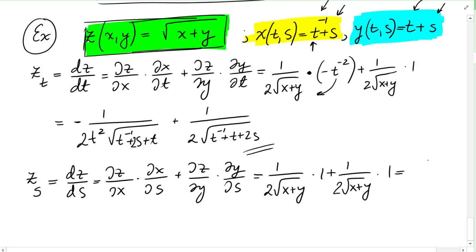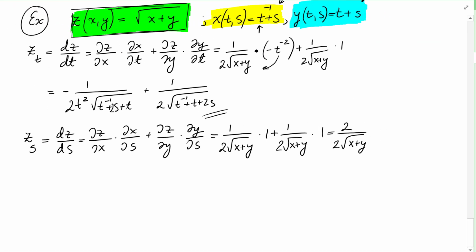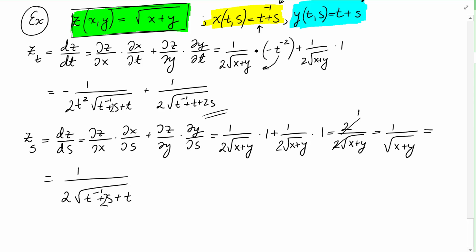So we get 2 over 2 square root of x plus y, which we actually get 1 over square root of x plus y, right? We can cancel this and end up with 1. So that is equal to 1 over 2 square root of t to negative 1 plus s plus t plus s, so 2s here.